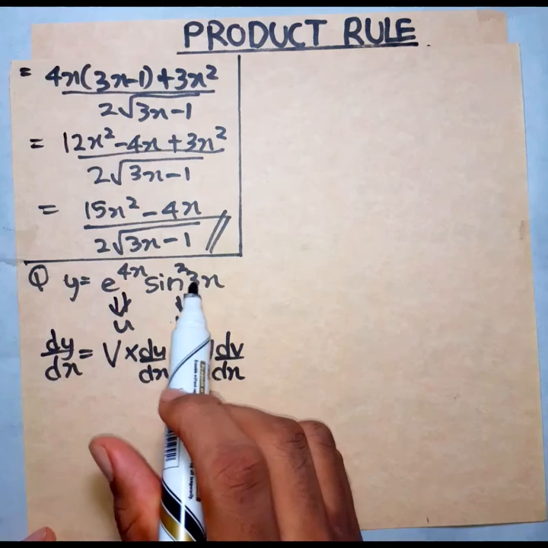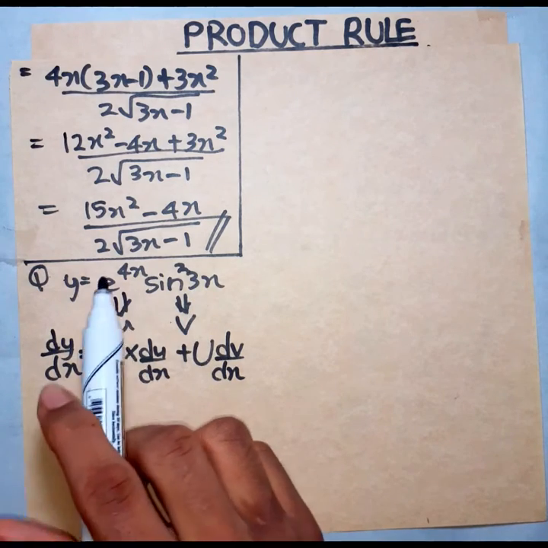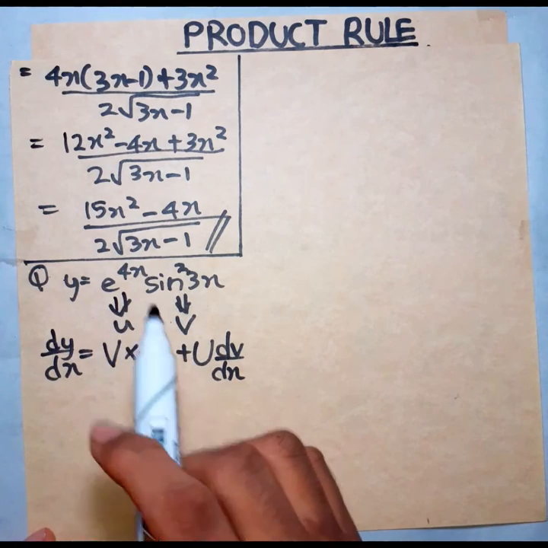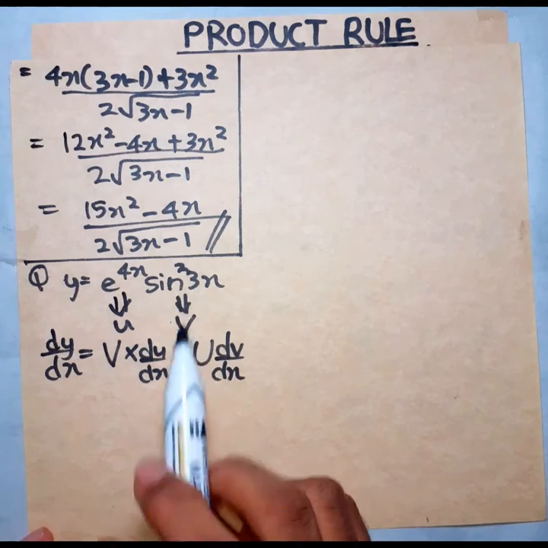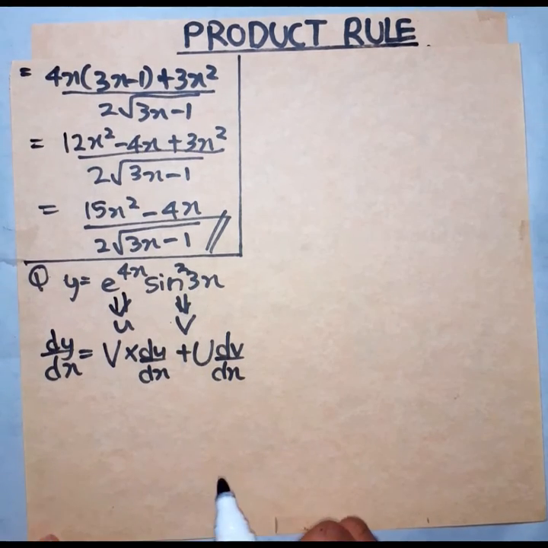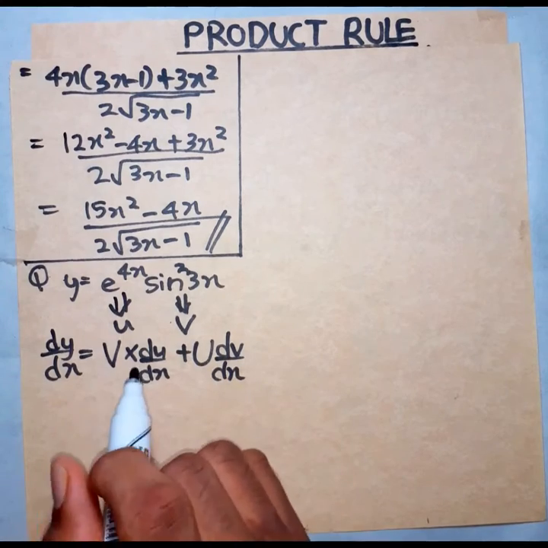So v is going to be sine squared 3x, du by dx we can find by differentiating this, and u we know, dv by dx we have to find using the chain rule. So now first thing we'll do is find du by dx.